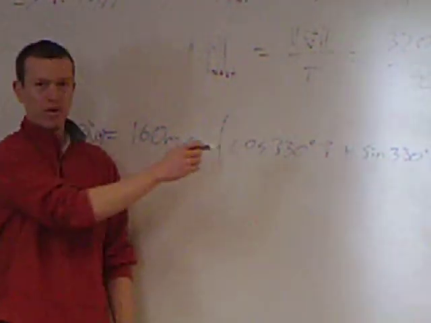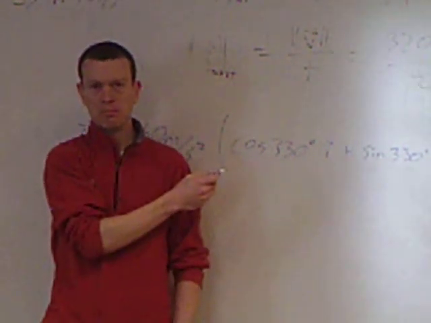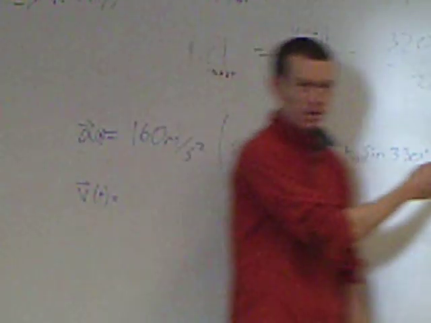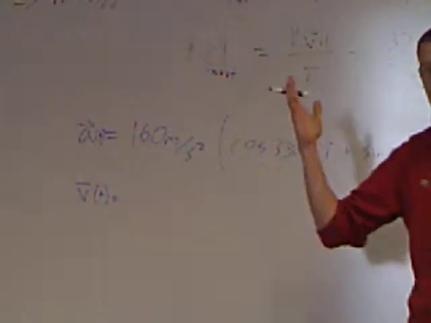Cosine of 330 degrees is a constant. And so is 116 meters per second, and so is everything else here. I don't have a single t in this whole thing. So what I'm essentially asking you is what's the integral of c, some generic constant.